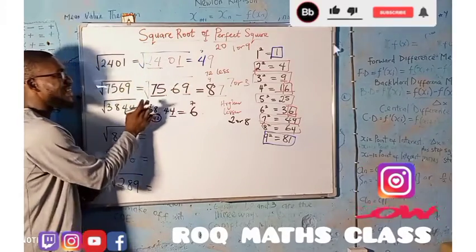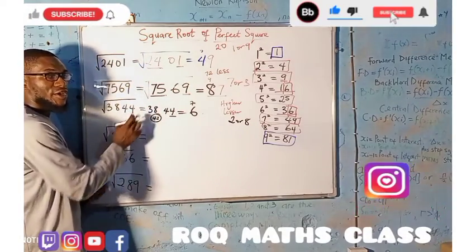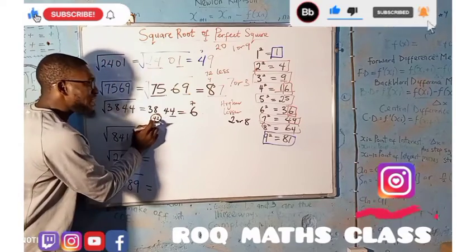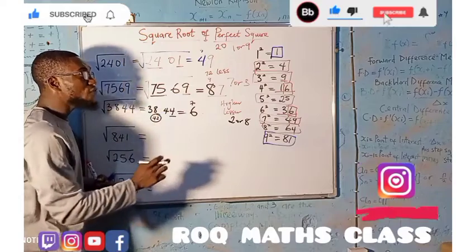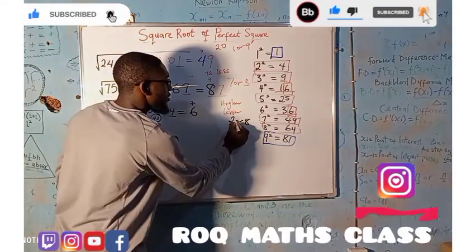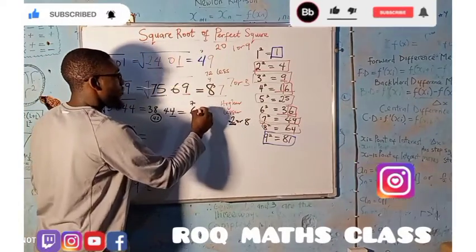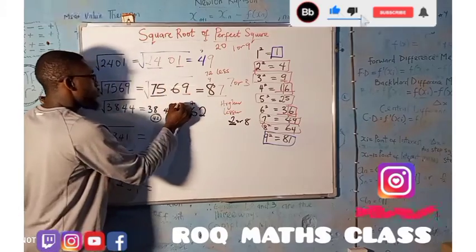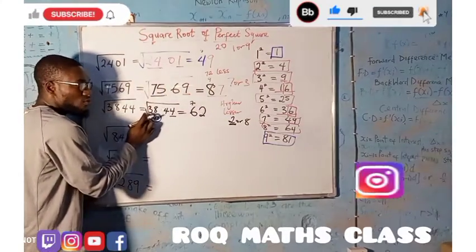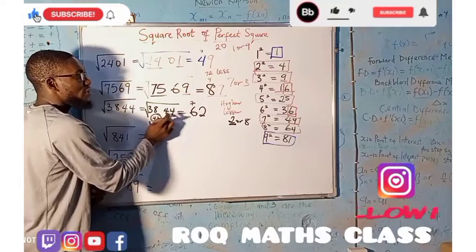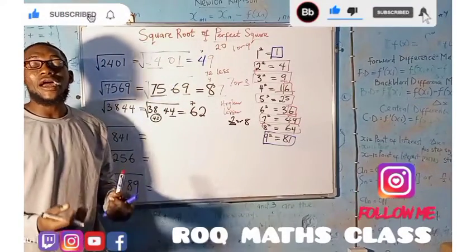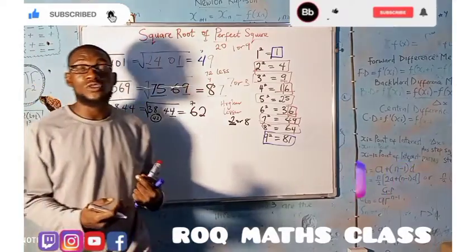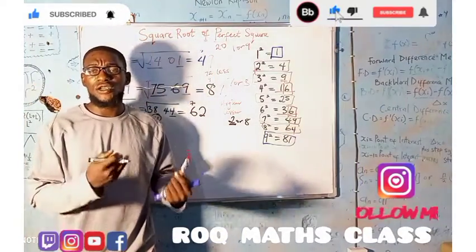But this 42 is greater than 38. So you have to go for the lesser number, which is 2. So my answer is 62. So the square root of 3,844 is 62. That is how we find the square root of a 4-digit number.